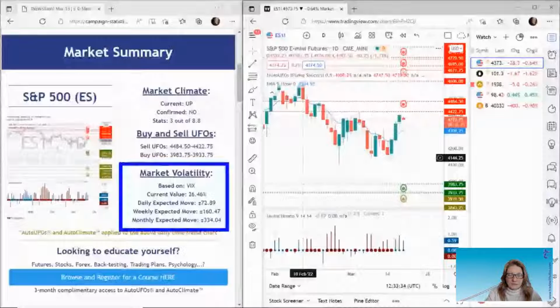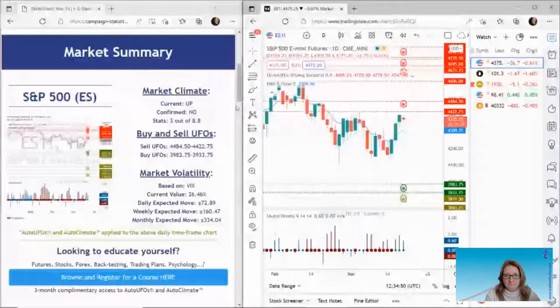Now, in terms of market volatility, we would expect that the S&P would go up or down in 1 year by 26.46%. So in a day, that's 72.89 points. In a week, 160.47 points. And in a month, 334.04 points. That's movement either up or down within those periods of time. So that's the S&P 500.